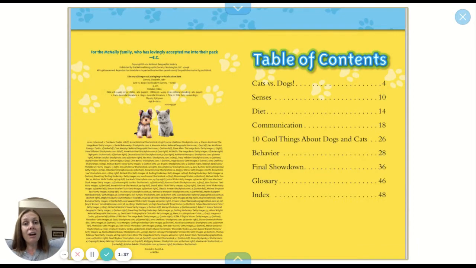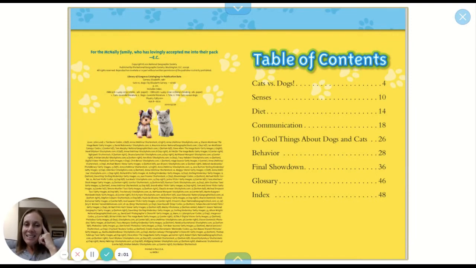And that next part is called predicting. Do you guys understand what predicting means? A prediction, or when you predict, you're going to take a guess at what this book is about and what you might learn in this book. So let's think about this one that's on the screen.